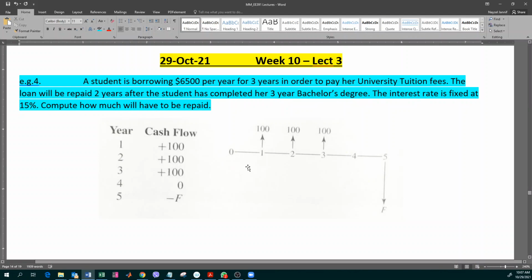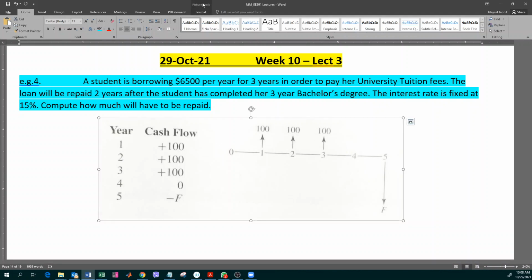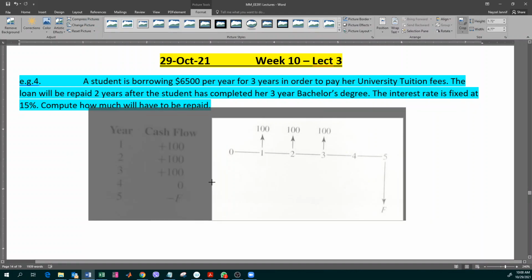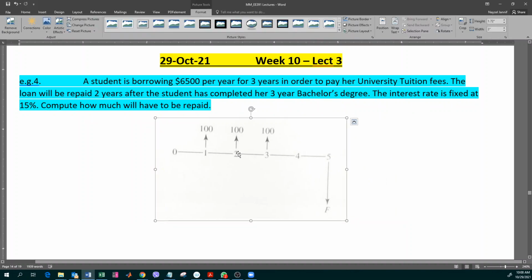Now, you see the degree. Oh man, it shouldn't be saying $100. Let me just correct that. That should be saying $6,500. Can you correct that cash flow diagram? I've got the cash flow diagram here, but it's incorrect. So $6,500 per year for 3 years. Let me just get rid of this thing here in order to avoid confusing you guys.